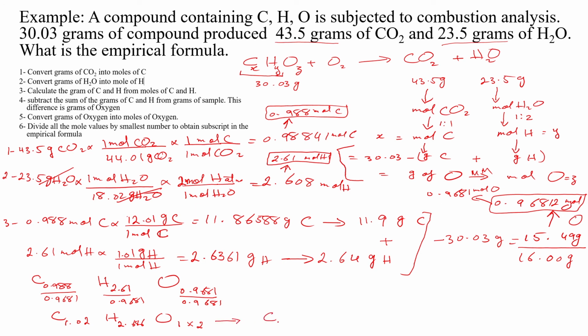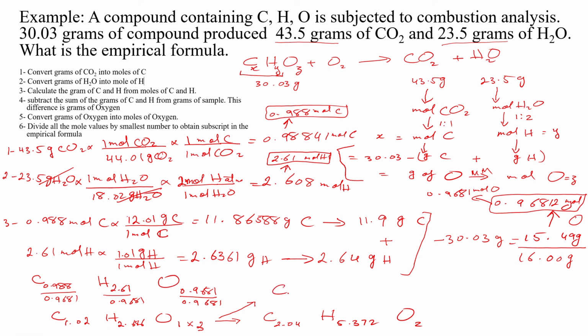If you multiply carbon by 2, it will be 2.04. If you multiply hydrogen, it will be 5.372. For oxygen, it's going to be 2. So still we do not have numbers that are close to the whole number. So we have to multiply by another number to see if we can get better values. So this time I am multiplying all these coefficients by 3.